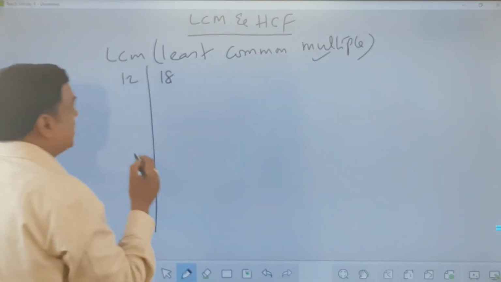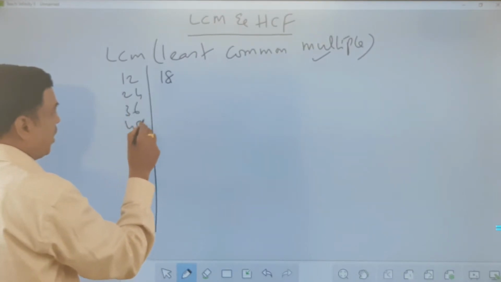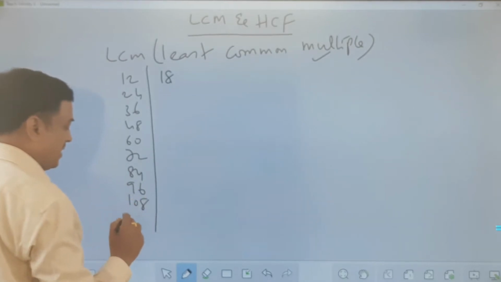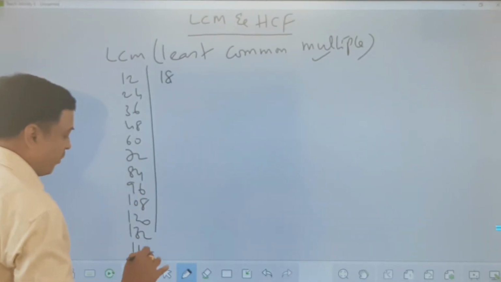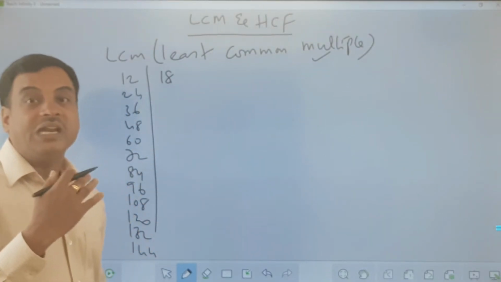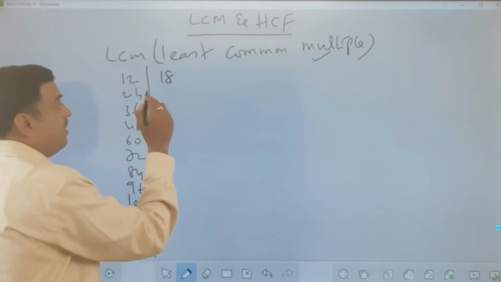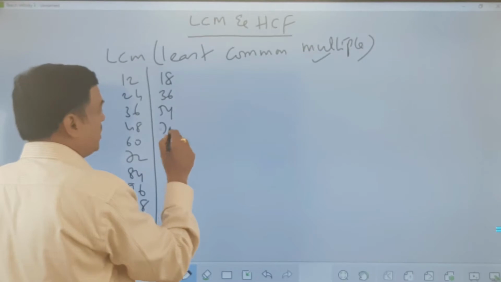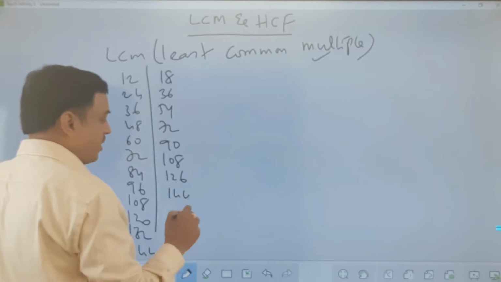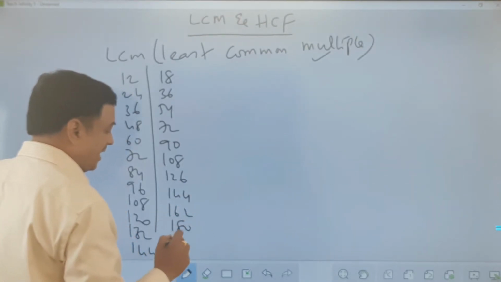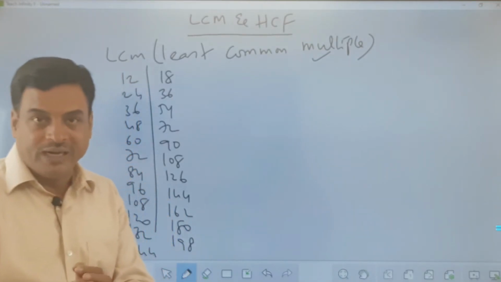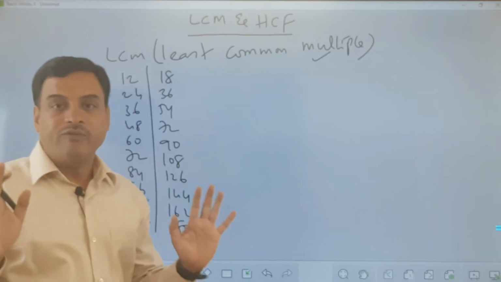I am starting with multiples here, which is 24, 36, 48, 60, 72, 84, 96, 108, 120, 132, 144 and so on. And there is no end for multiples. Multiples can be infinite. Similarly, for 18 it is 36, 54, 72, 90, 108, 126, 144. The next one is 162, 180, 198 and so on. Again for 18 there will be infinite number of multiples. Any number will have infinite number of multiples.